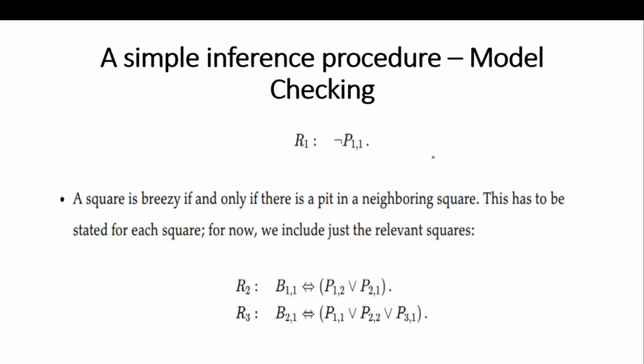These are the basic rules. First, we know that there is no pit in 1,1 because the agent is starting from here. This is the first rule. Now, if there is a breeze in 1,1, then it means there is a pit in 1,2 or 2,1. This is the second rule. And this is the third rule: if there is a breeze in 2,1, then it means there is a pit either in 1,1, 2,2 or 3,1.